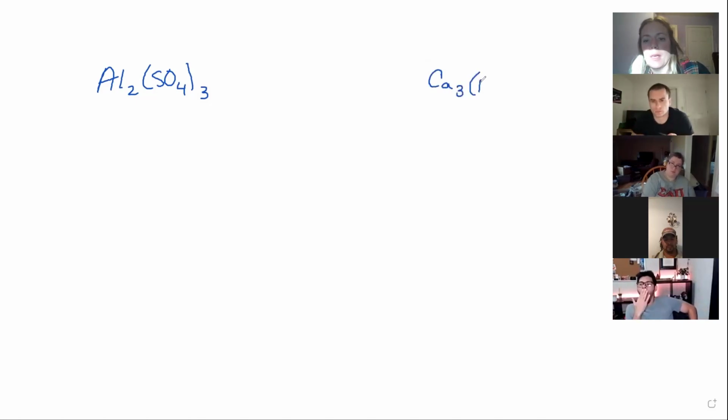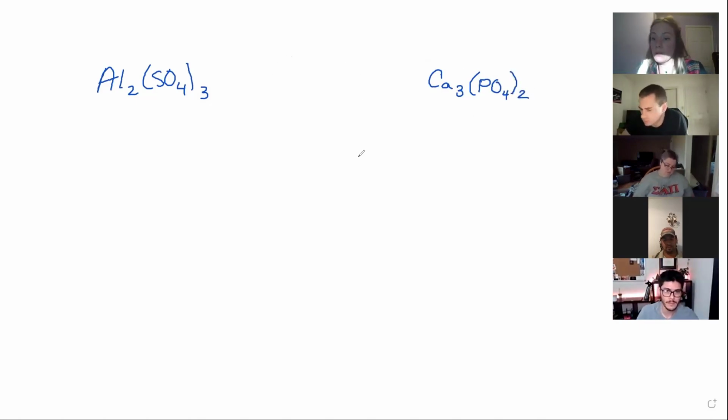Ca3(PO4)2. Let me give you one that's a little bit more challenging. All right, so for each of these compounds, you don't need to know what the name of them is yet. Just tell me what atoms are present and in what quantity.